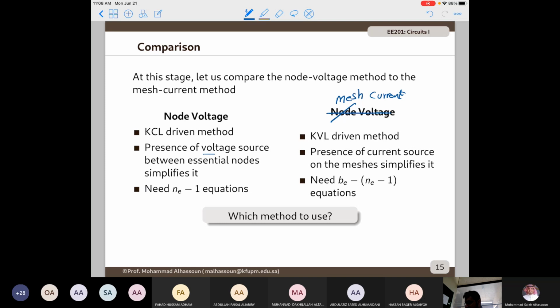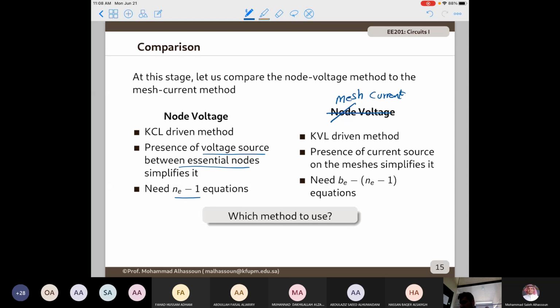We saw the presence of a voltage source between two essential nodes. The node voltage method relies on the essential nodes, so if we have a voltage source between two essential nodes, the problem is simplified. On the other hand, with the mesh current method, if we have a current source on the mesh, that simplifies the calculation. With the node voltage method, we need the number of essential nodes minus one equations. This is assuming that we have independent sources. If we have a dependent source, then we need to add constraint equations.